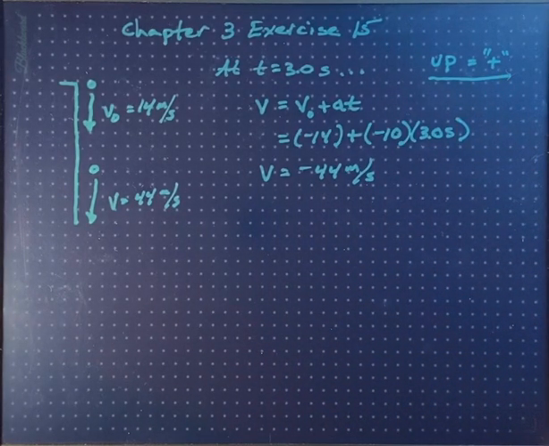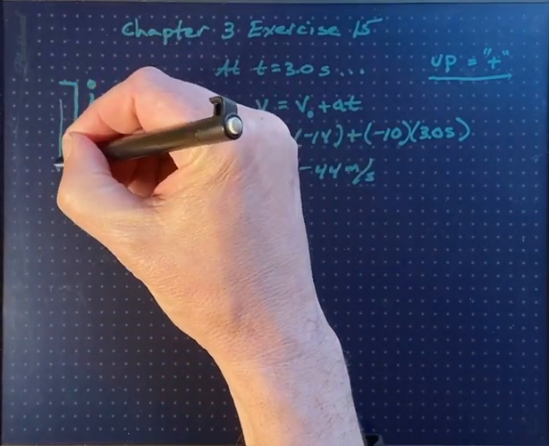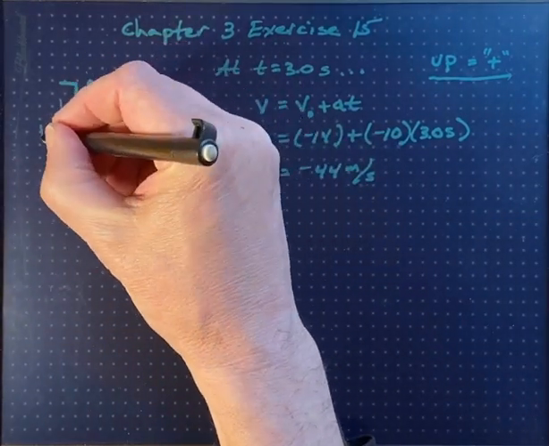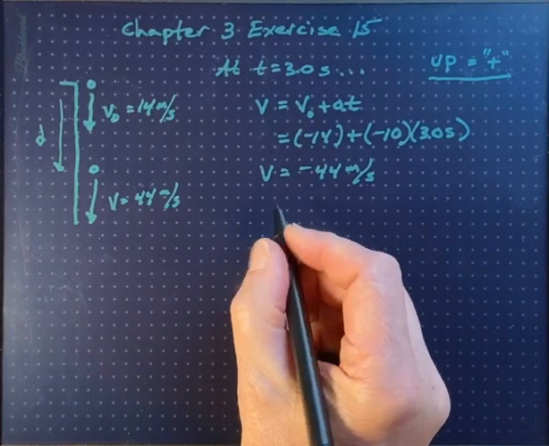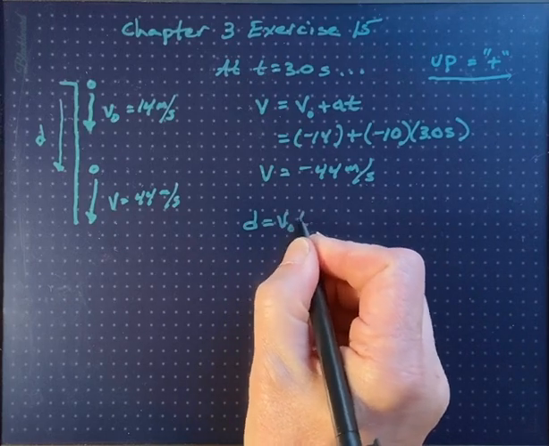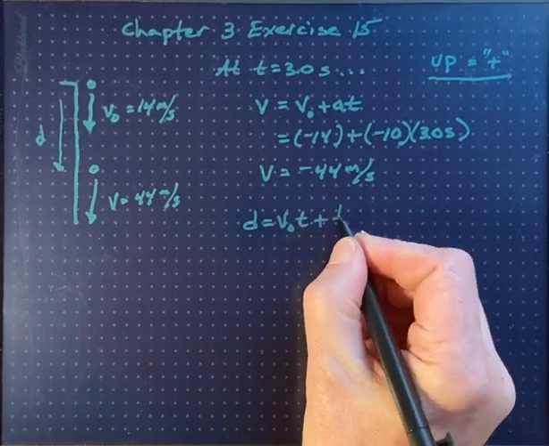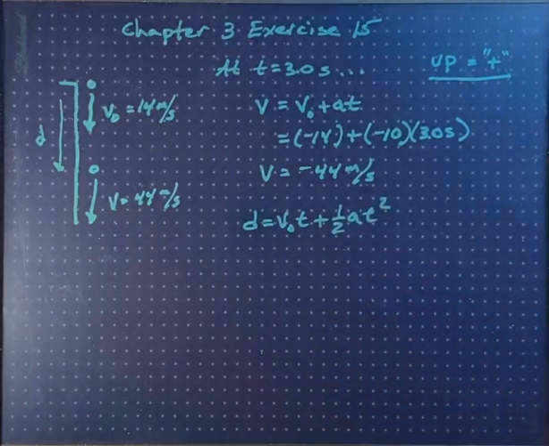So that answers the question that was asked, but I'd like to go a little bit further. Specifically, I'd like to figure out how far down the ball moved. Like, where is the ball? In other words, compared to where it started, where is the ball 3 seconds later? So that formula is from chapter 2, this one, V0t plus 1/2 AT squared.